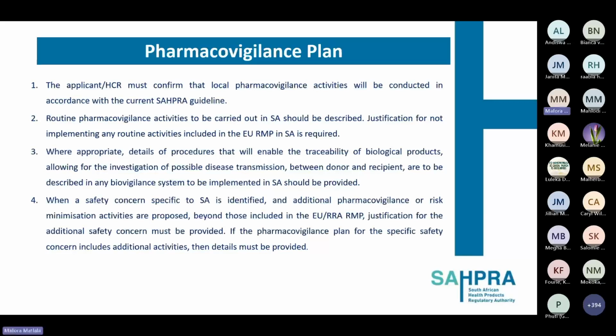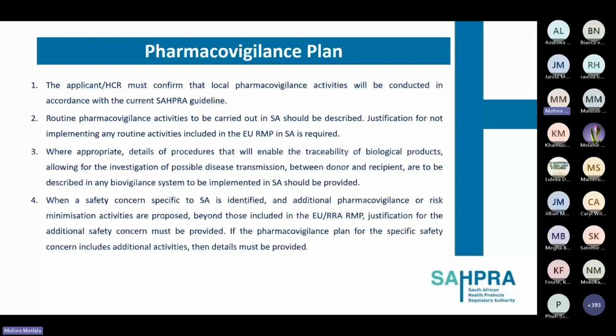And then in terms of the pharmacovigilance plan, the applicant or HR must confirm that local PV activities will be conducted in accordance with the current SAHPRA guideline. Routine PV activities to be carried out in SA should be described. Justification for not implementing any routine activities included in the EU or any other RRA RMP in South Africa will be required.